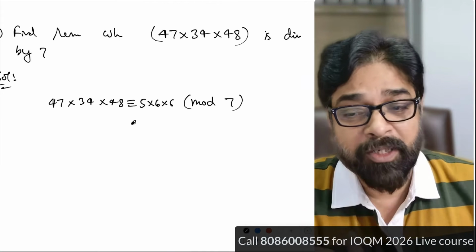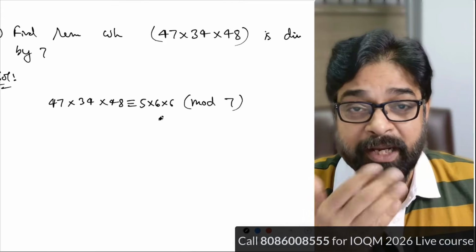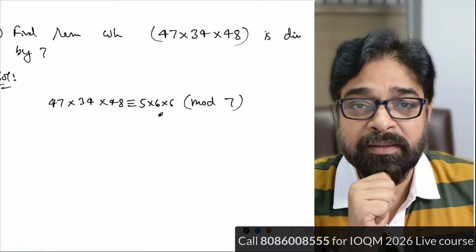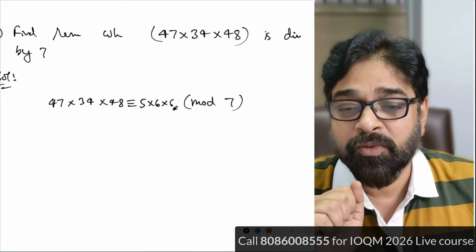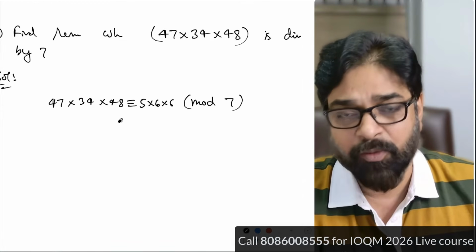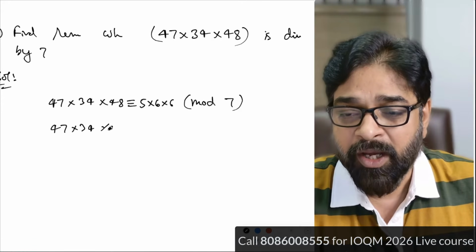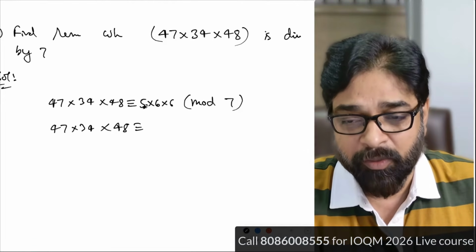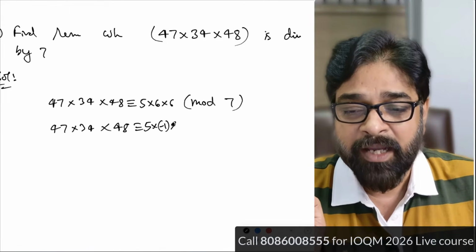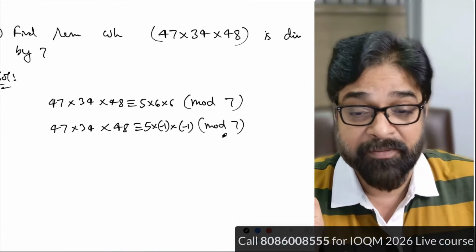You can make it more interesting because this is not the answer. Of course, this remainder means a small positive number. 6 we can write as -1, 5 we can write as -2, 6 again I can write as -1. Yes or no? Or 5 you can leave it whatever way you want. It doesn't matter. So we'll say that 47 into 34 into 48 will be congruent to 5, let it be like this, into 6 which we can write as -1, and this 6 I can write as -1. If you are not able to understand how I am writing, please refer to the previous lecture.